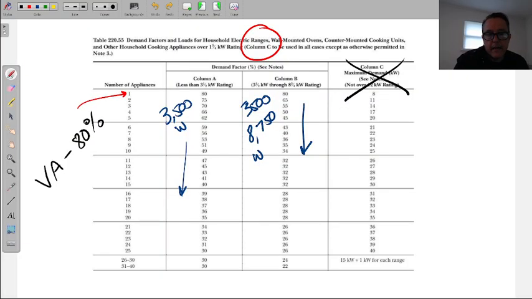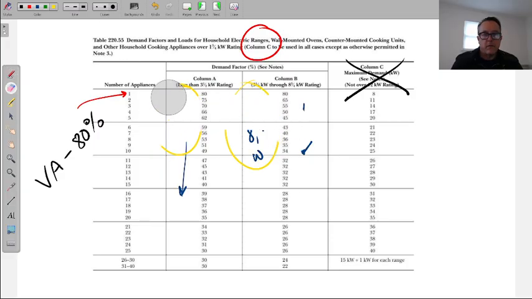We're going to use column A and column B. Nothing fancy about them. If the problem that we're working out says a 2,500 watt range, then we're using column A. If it says we're in a 5,500 watt range, then we're in column B. I'm going to erase that, but I am going to leave the X on C.